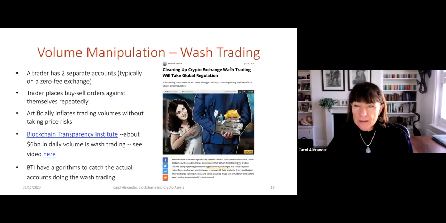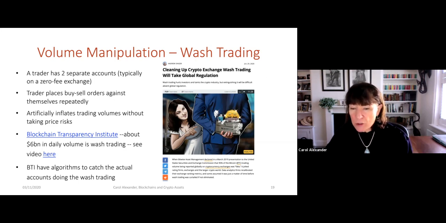Here's an article from July this year. Cleaning up crypto exchange wash trading will take global regulation. So it's been going on for years, four or five years, wash trading. I'm going to show you a video that was taken when Kraken did it. It doesn't do it anymore because they've been cleaned up by the US regulators, but lots and lots of others do.